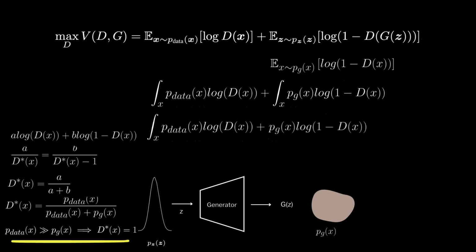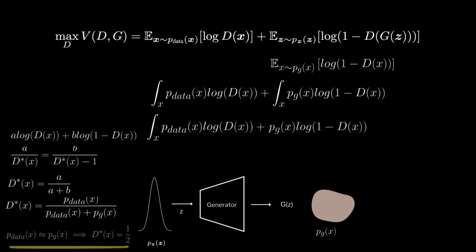For samples which have p data much higher than pg, so samples in dataset which the generator has not yet learned to produce, dx will be 1, meaning the optimal discriminator will learn to recognize them as real images. And for samples that are equally likely in p data and pg, meaning the generator outputs that look exactly like handwritten digits in our dataset, the best the optimal discriminator can do is randomly choose, as dx will be 1 by 2.